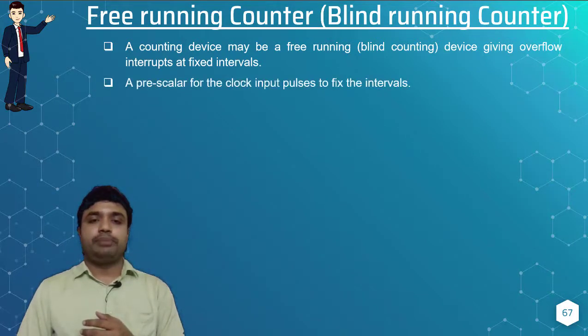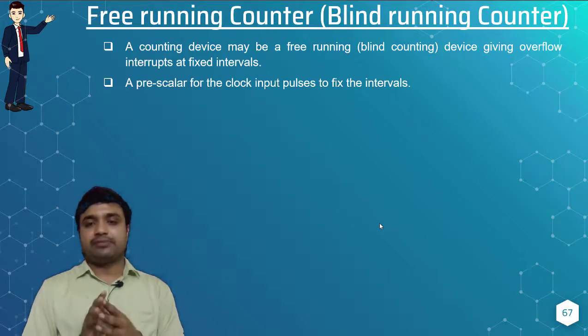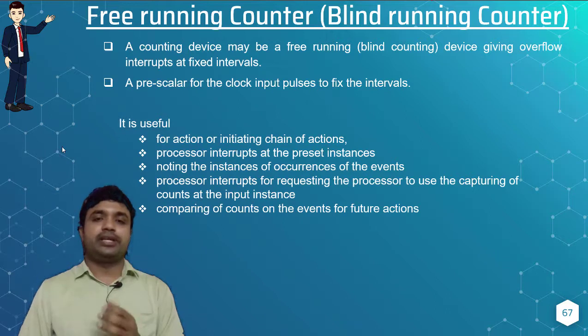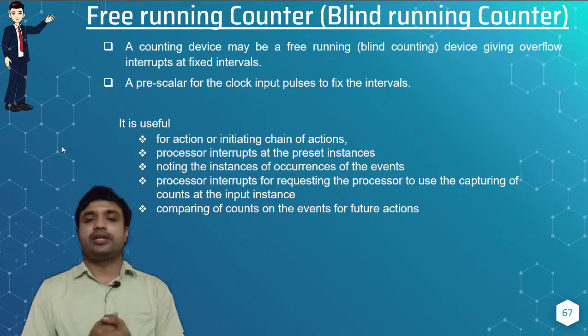Okay, so a pre-scaler for the clock input pulses fixes the interval. That means for a free running counter, there is no conditional case for operational purposes. Automatically, the pre-scaler unit will do the necessary action. That means it is going to fix the intervals for the free running counter operations. Okay, so it is useful. That means the free running counter is useful for initiating chains of actions. If we want to implement continuous counting operations, we can go with the free running counter.